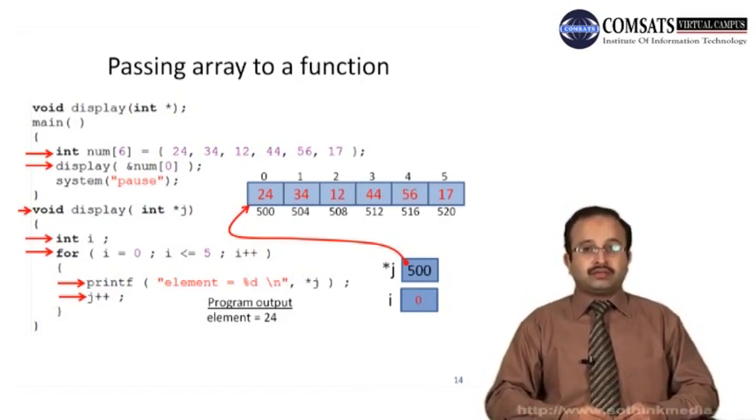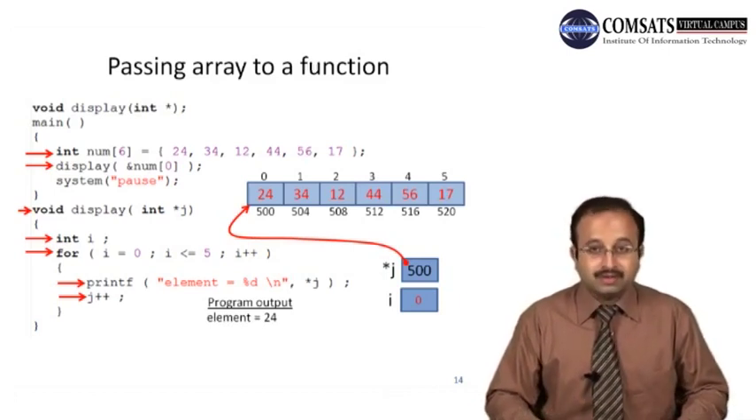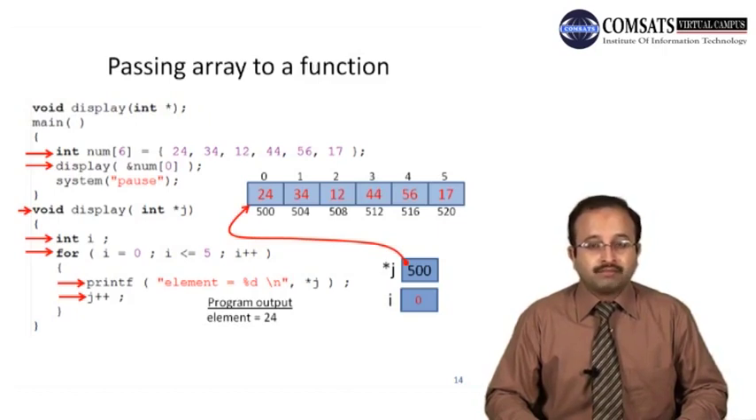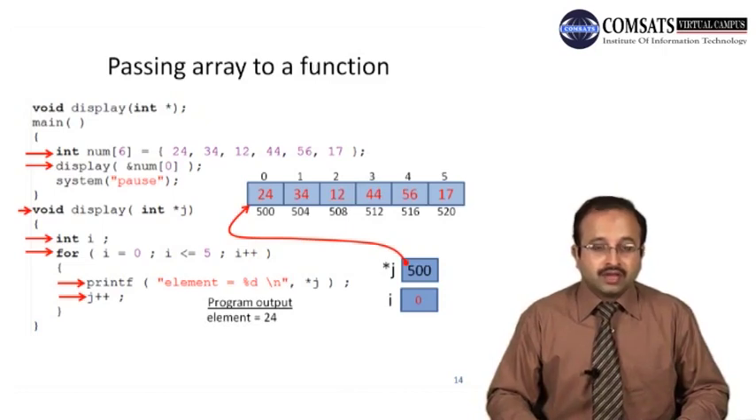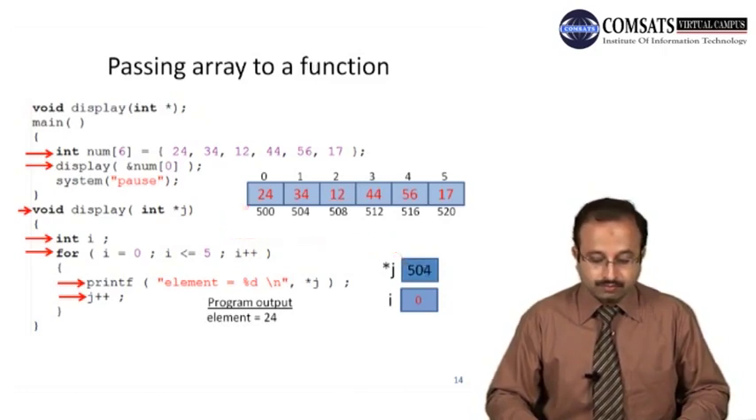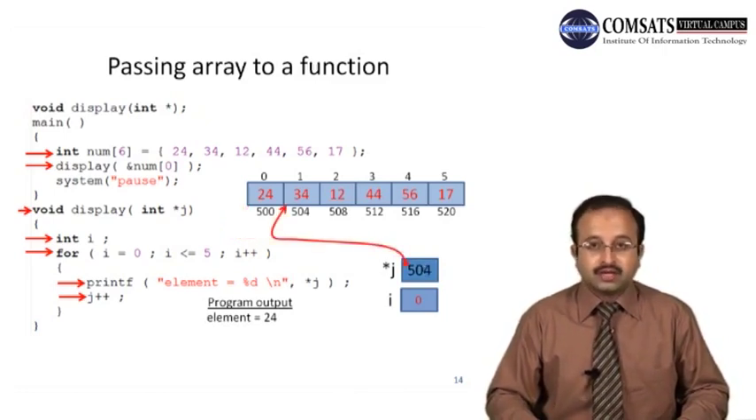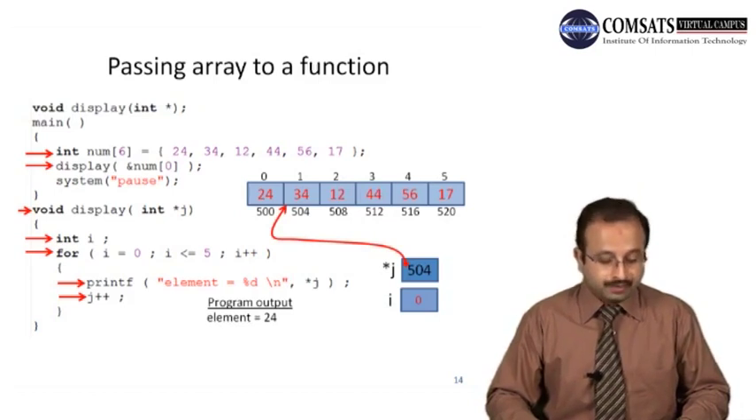Since J is a pointer, it's not an ordinary variable. So how much increment will be performed? The increment of 4 bytes will be performed, because when you increment a pointer, it means that it has to point to the next value of the same type. Same type means whatever type the pointer is, it will point to a value of that type. So this is an integer type pointer. It was pointing to one integer value, so the next integer value will be 4 bytes away from the current position. So the value of this pointer becomes 504 and it points to the next element of that array.